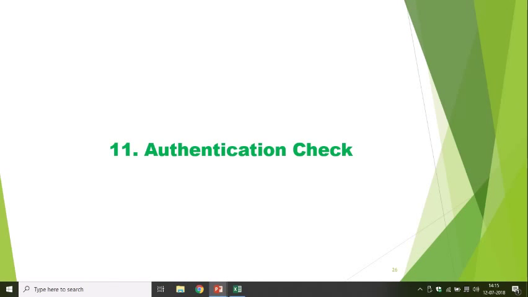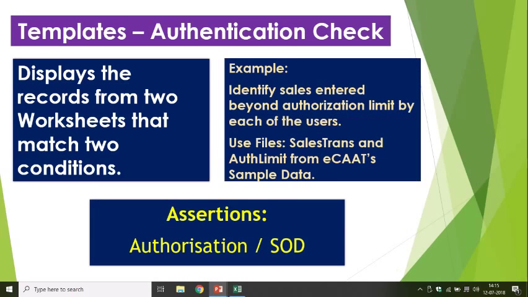Let's now do an authentication check. Earlier I showed you how you can do an authorization check, joining 2 files. Here I'll show you how you can do an authentication check. This is one of the templates. What I'd like to know is, I'd like to pick up all transactions where the sales has been entered by a user beyond his limit. So here we are actually verifying the concept of authorization or the segregation of duties.